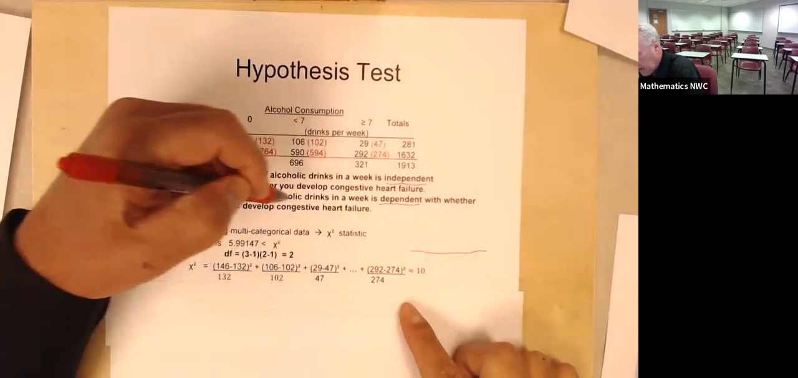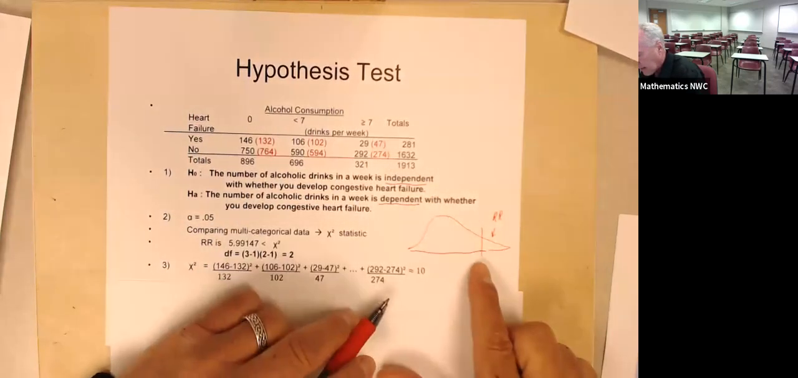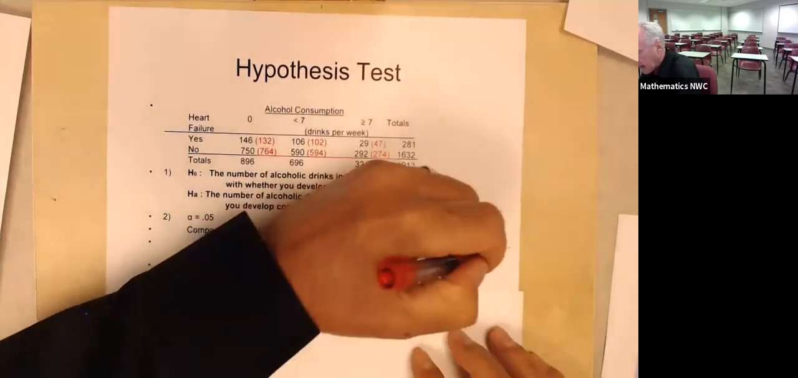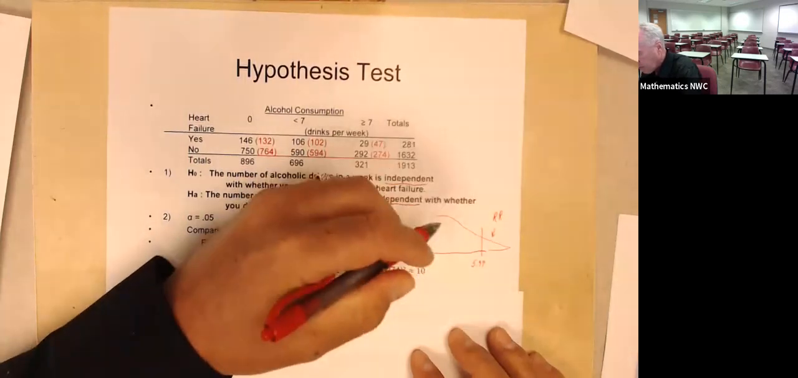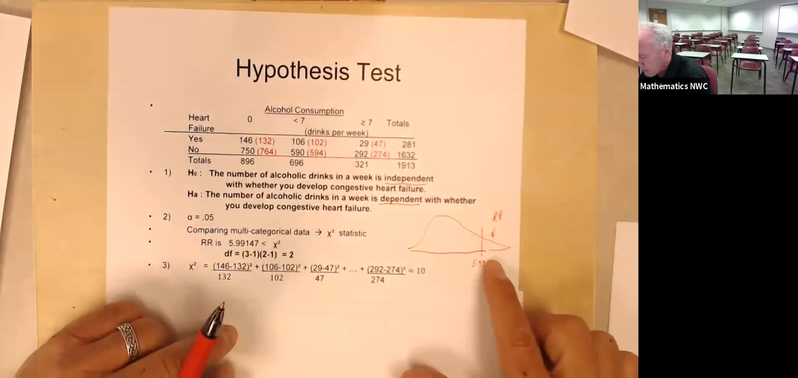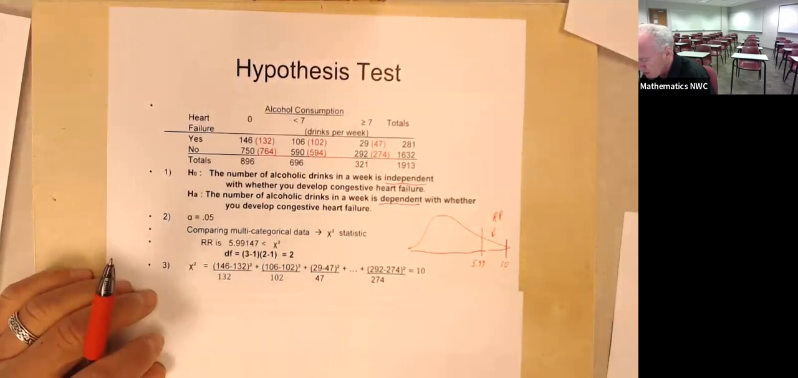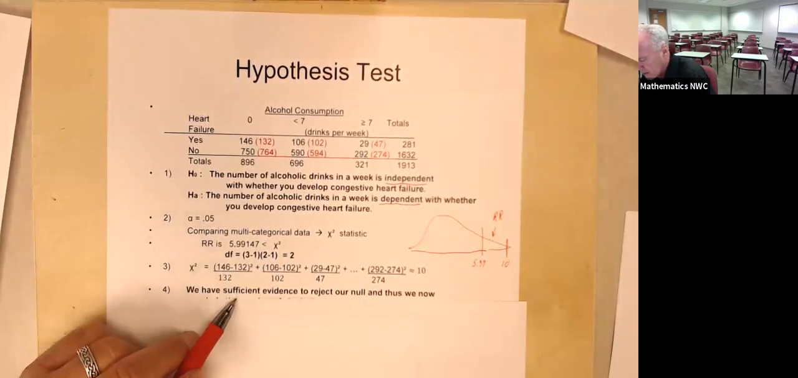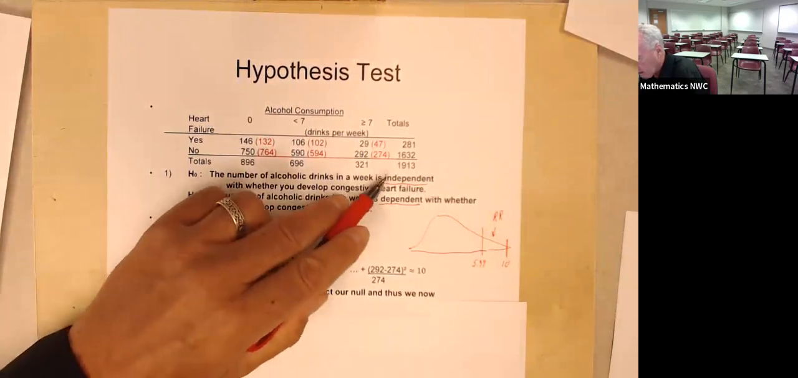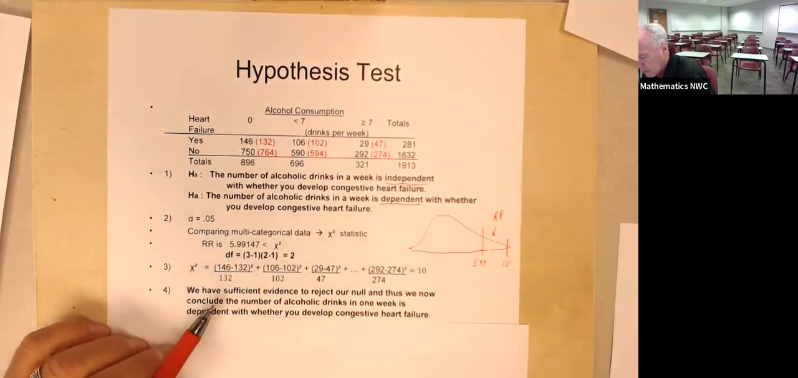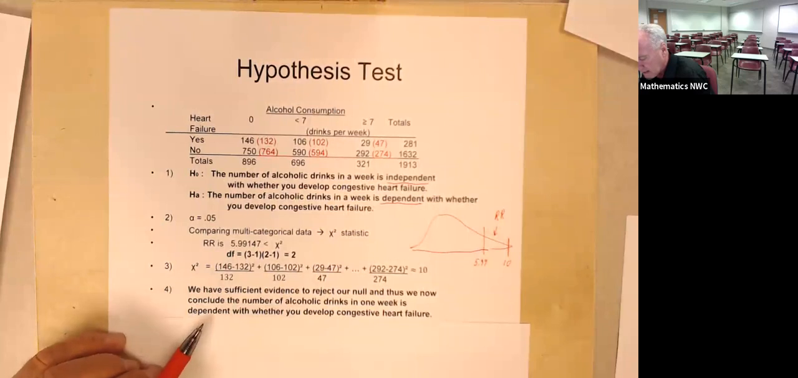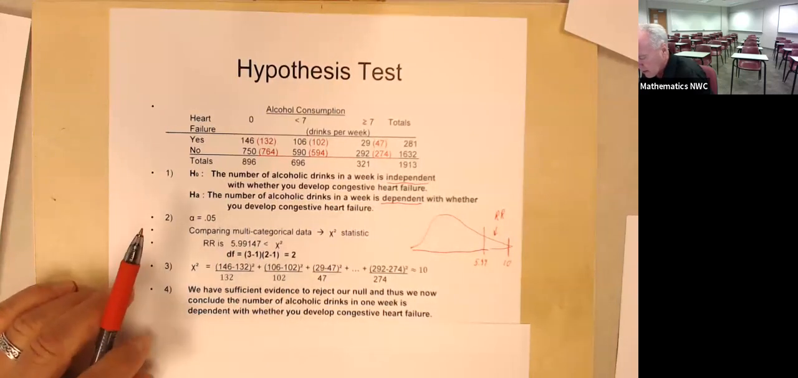Again, the distribution of chi-squared is skewed. My rejection region is here. My line in the sand was 5.99. If I go over that line, I go past that, I'm in the rejection region. I got 10, that's way over here someplace. Definitely in the rejection region. Means I got sufficient evidence to reject the null that they're independent. I now conclude the number of alcoholic drinks in 1 week is dependent with whether you develop congestive heart failure.